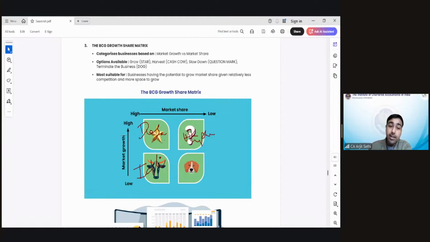Uttapam is a question mark where the market growth is high, but your market share is low. There is a lot of growth in the market, you are not able to capture it. It's a question. Do you really want to keep selling uttapam? Is a question for you. The market grows but yours is not selling. You are not able to sell it, right? That is what uttapam is for you. It's a question mark.